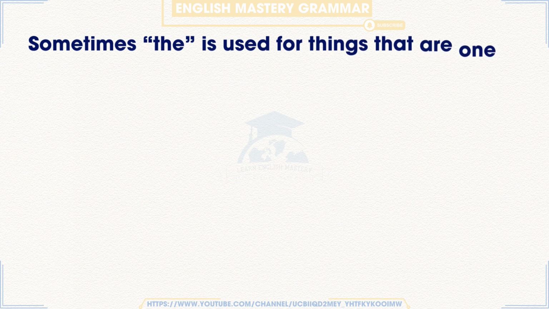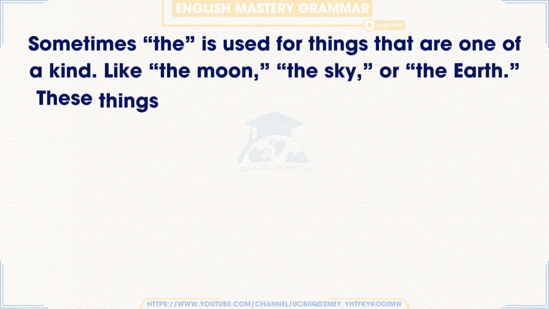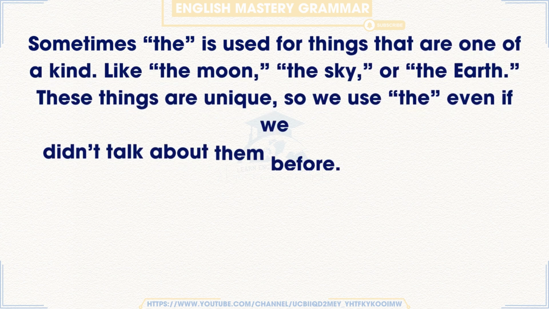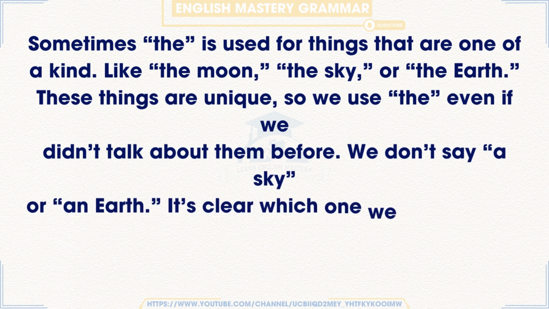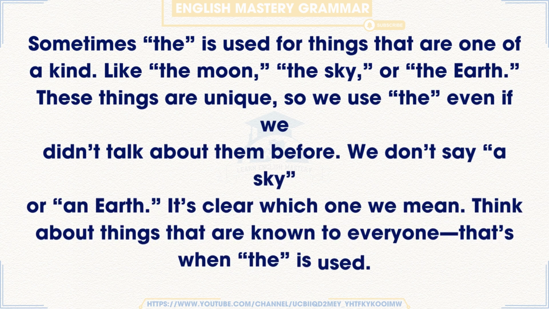Sometimes the is used for things that are one of a kind, like the moon, the sky, or the earth. These things are unique, so we use the even if we didn't talk about them before. We don't say a sky or an earth. It's clear which one we mean. Think about things that are known to everyone. That's when the is used.